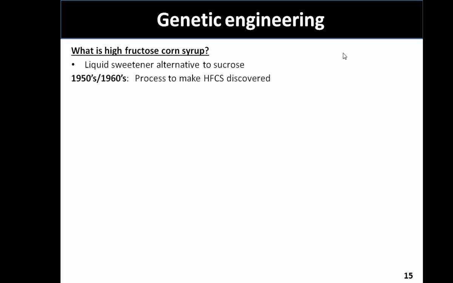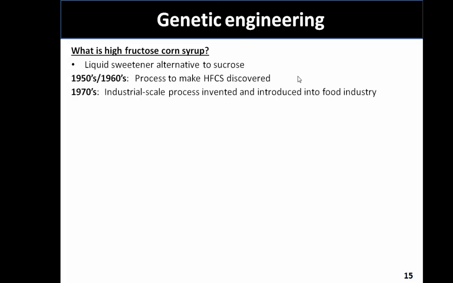In the 1950s and 60s, the chemical process to make high fructose corn syrup was discovered. In the 1970s, following years of work and discovery, there was an industrial scale increase and development of this process. The process was developed to the point where high fructose corn syrup began to be introduced and incorporated in the food industry. And this addressed some problems with sucrose.